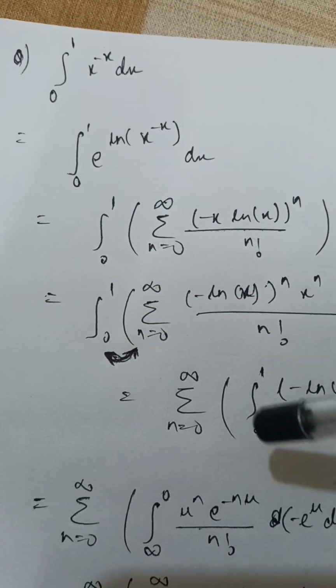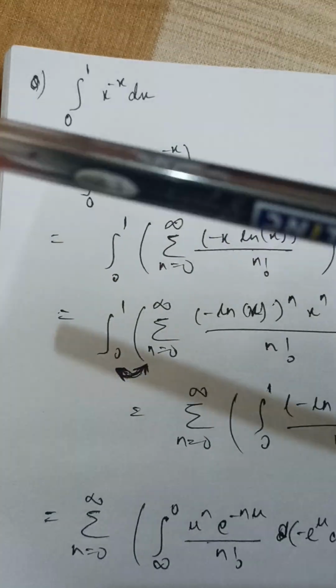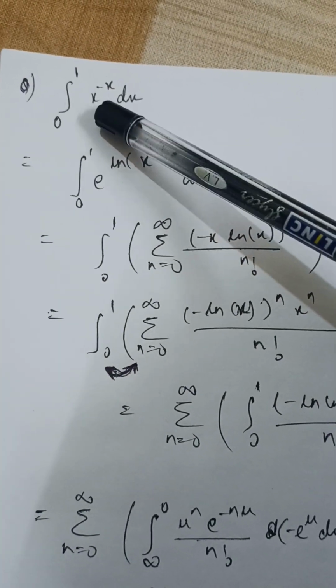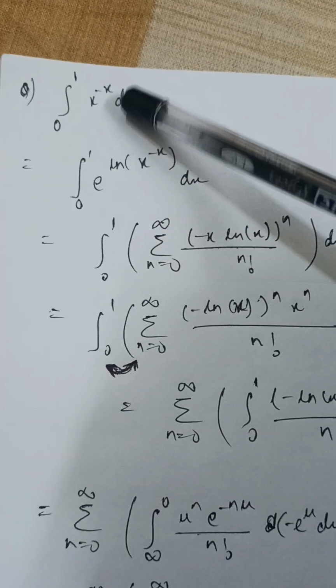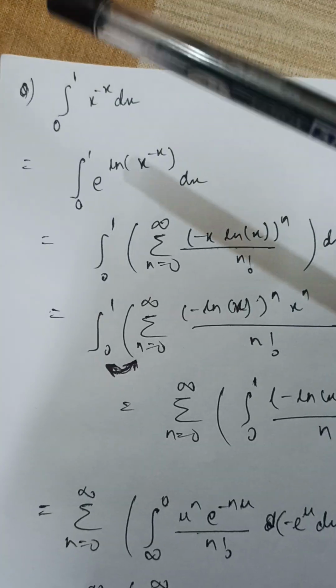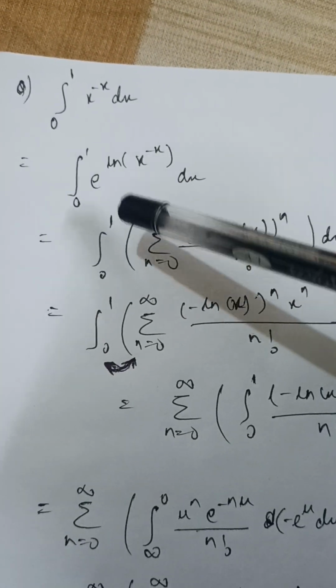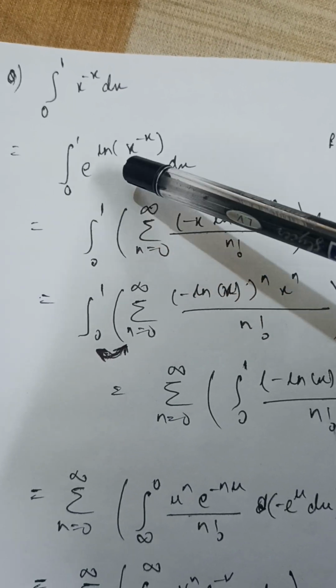This is a definite integration problem. So to solve this, we can see here it is an exponential function, x to the power minus x. In an exponential function we generally use this kind of technique where we write it as e to the power ln of that function y.